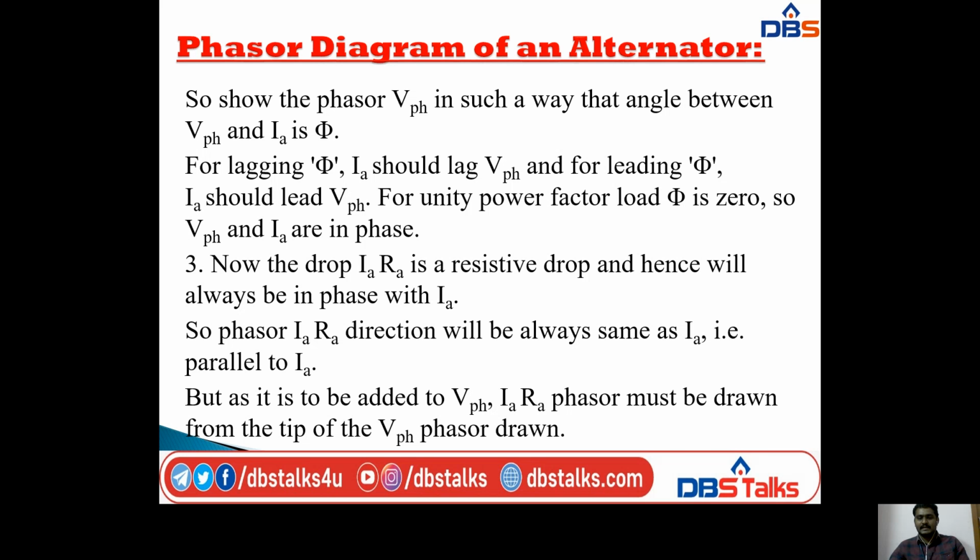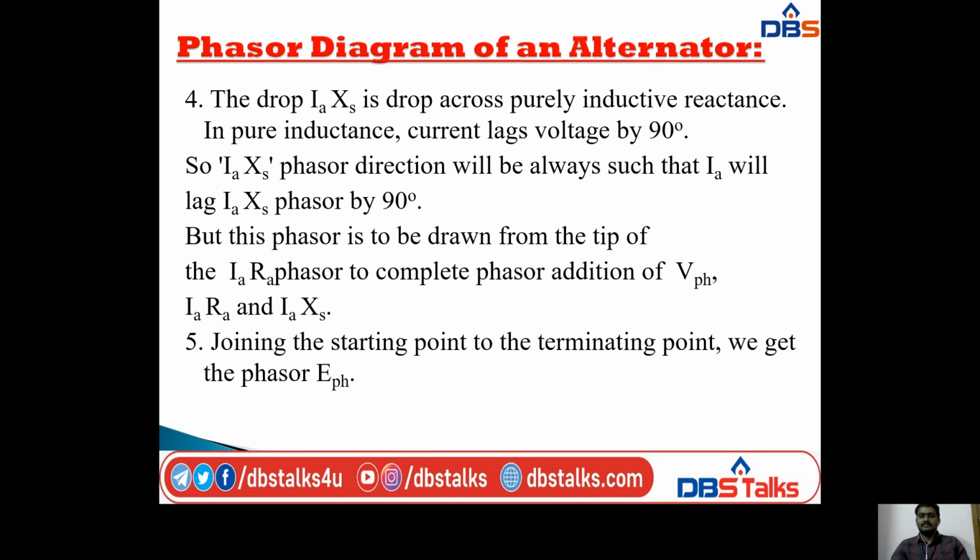But as it is to be added to V phase, the IA RA phasor must be drawn from the tip of the V phase phasor. Next, the fourth step: the drop IA XS is the drop across a purely inductive reactance. In pure inductance, current lags voltage by 90 degrees, so the IA XS phasor direction will always be such that IA lags the IA XS phasor by 90 degrees. This phasor is drawn from the tip of the IA RA phasor to complete the phasor addition of V phase, IA RA and IA XS.